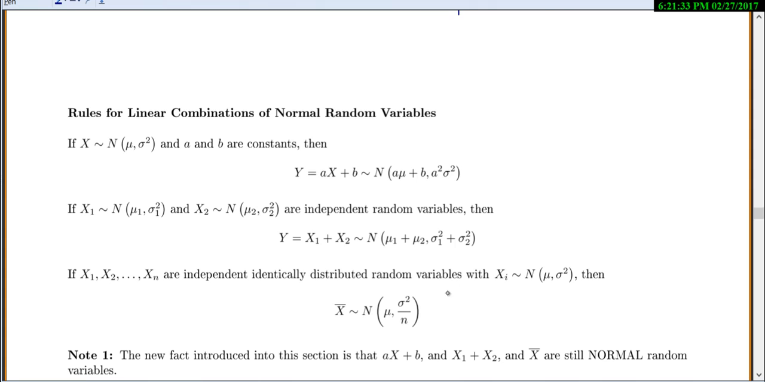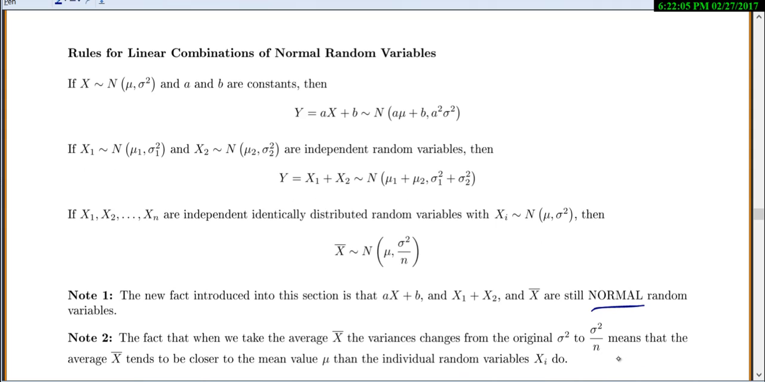Now, all of that doesn't seem like we learned anything new. The new fact, the important fact, is that if you have ax plus b, or you multiply by a number, or you add a number, or you add two normal variables, or you take the average of normal variables, all of these were normal to start with, then any of these combinations are still normal random variables. That's very important. Adding numbers, adding normal random variables, they still end up being normal.